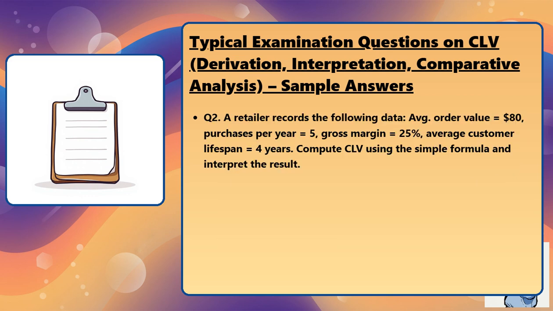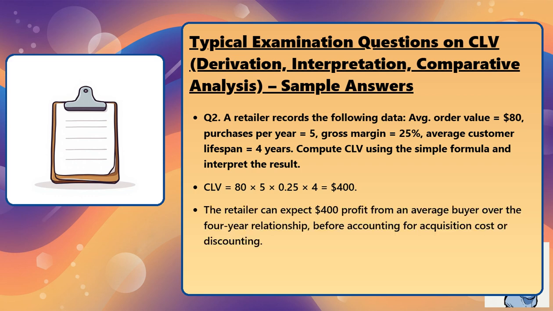Question 2. A retailer records the following data. Average order value $80, purchases per year 5, gross margin 25%, average customer lifespan 4 years. Compute customer lifetime value using the simple formula and interpret the result. Customer lifetime value equals 80 times 5 times 0.25 times 4 equals $400. The retailer can expect $400 profit from an average buyer over the 4-year relationship, before accounting for acquisition cost or discounting.